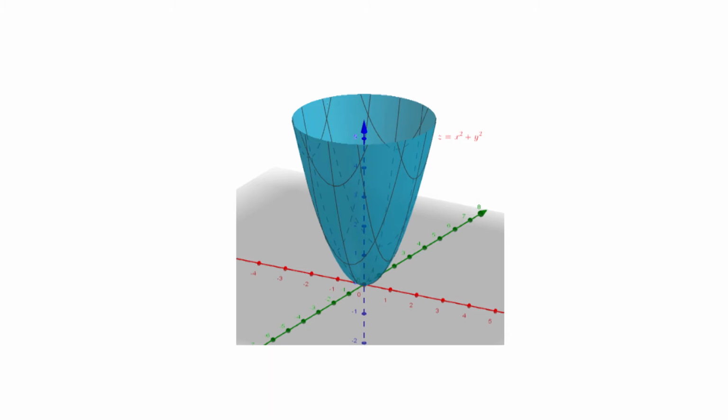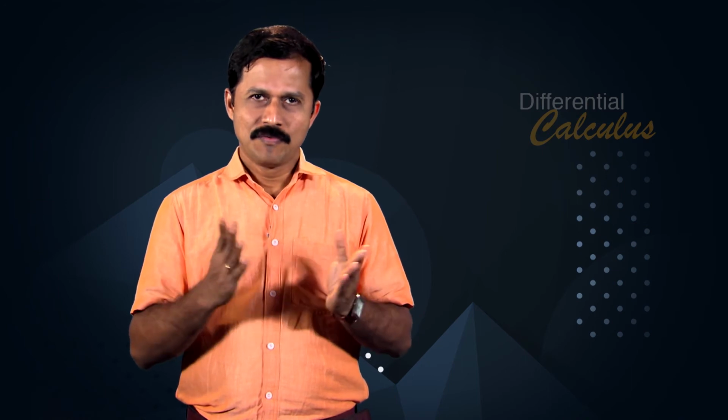The cross sections of the surface by planes perpendicular to the z axis are circles centered on the z axis. The cross sections by planes containing the z axis are congruent parabolas with a common focus at the point (0, 0, 1/4). In general, we note that the graph of a function f of two variables is a surface in space. With this observation, the graph of f(x, y) is called the surface z = f(x, y).